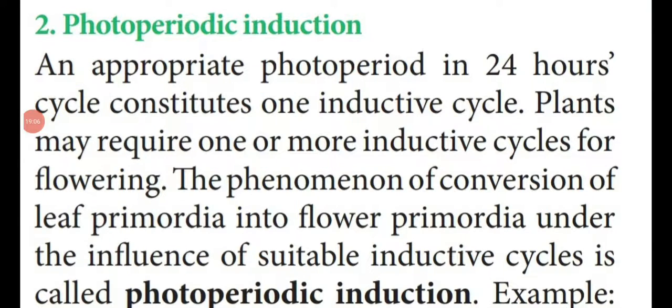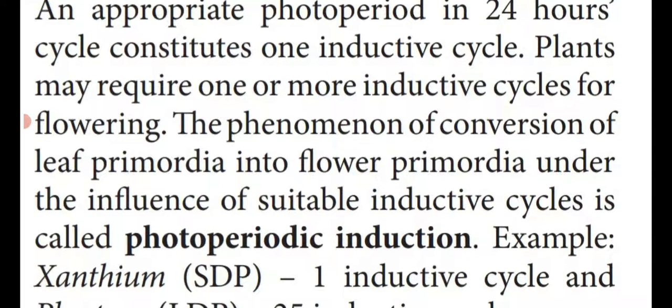Next one, photoperiodic induction. An appropriate photoperiod in a 24 hours cycle constitutes one inductive cycle. Plants may require one or more inductive cycles for flowering. The conversion of leaf primordia into flower primordia under the influence of suitable inductive cycles is called photoperiodic induction. This is another important 2 mark question.